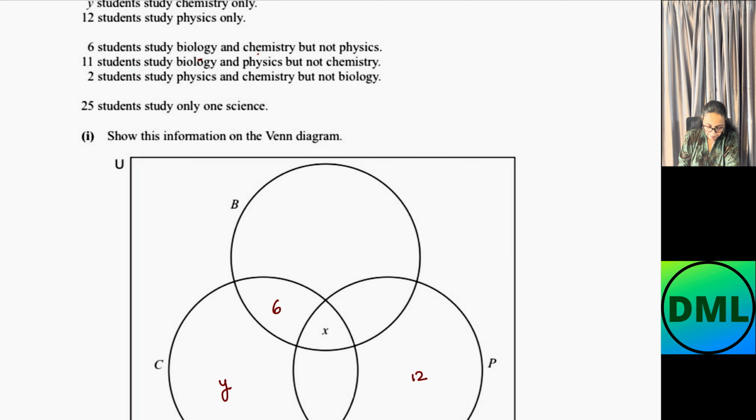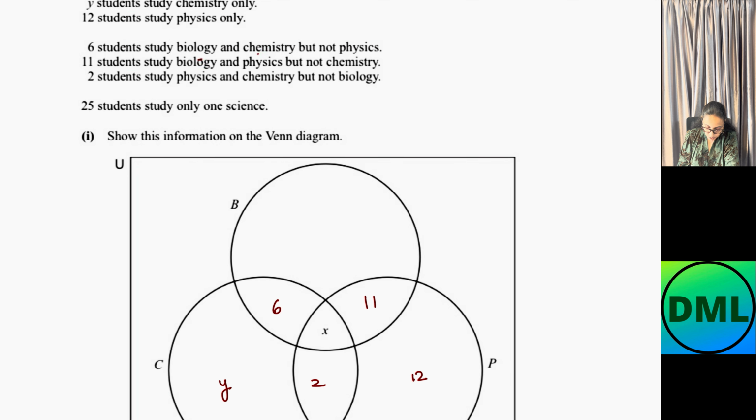11 students study biology and physics. This is biology and this is physics, so this part will be 11. They don't study chemistry. Now 2 students study physics and chemistry but not biology. This is the physics and chemistry part, but they don't study biology, so 2 will come here. 25 students study only one science. Only one science means they study only biology, only physics or only chemistry.